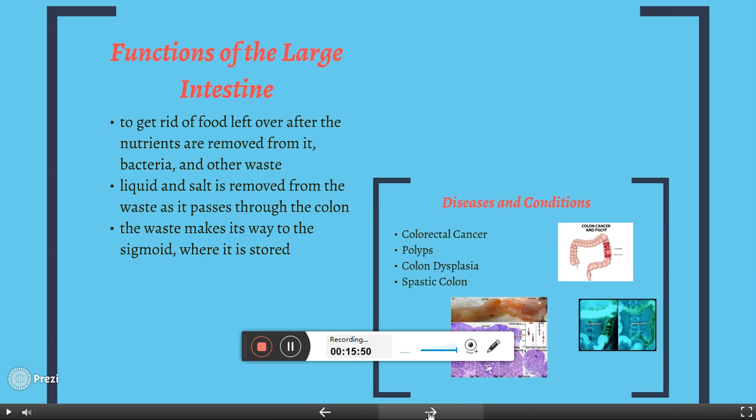The functions of the large intestine are to get rid of food left over after the nutrients are removed from it, bacteria and other waste. Liquid and salt is removed from the waste as it passes through the colon. The waste makes its way to the sigmoid where it is stored. Once or twice per day, when the body is ready for a bowel movement, the waste is dumped into the rectum and prepares for defecation.